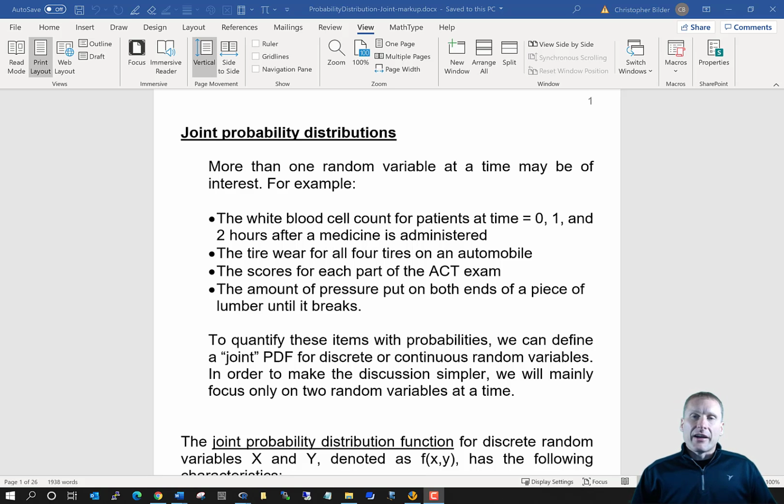And I give you these examples because these examples do actually occur. So just recently, for example, I came across a paper that looked at how one could, with a probability distribution, quantify probabilities associated with breaking lumber in this way. So the word joint with probability distribution then means I have a set of random variables. I'm interested to jointly look at probabilities associated with them.